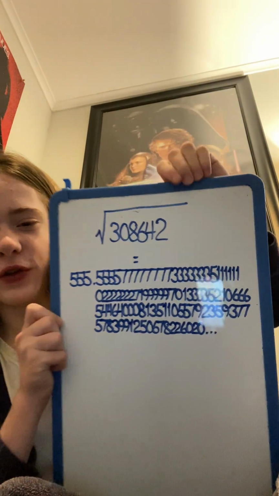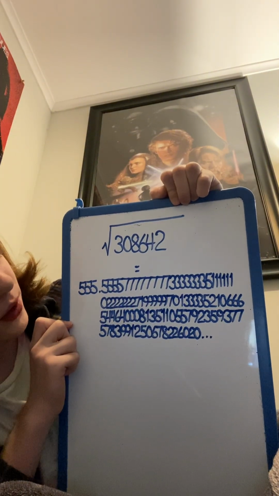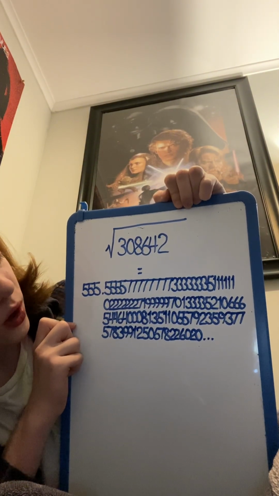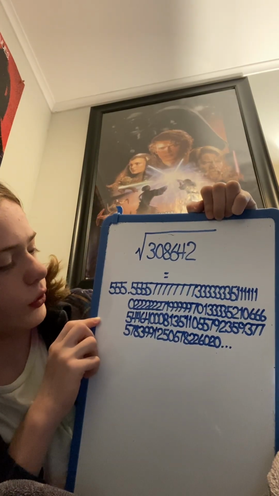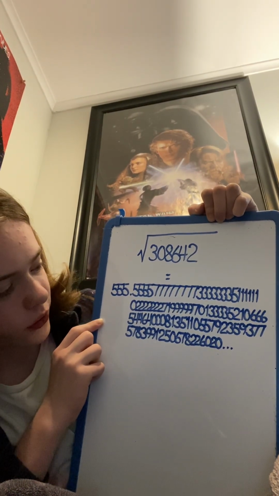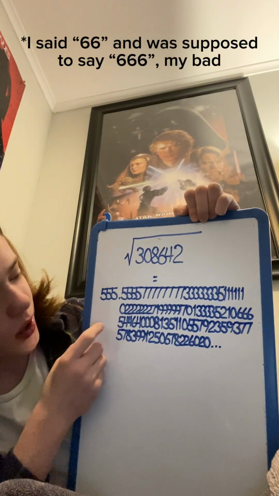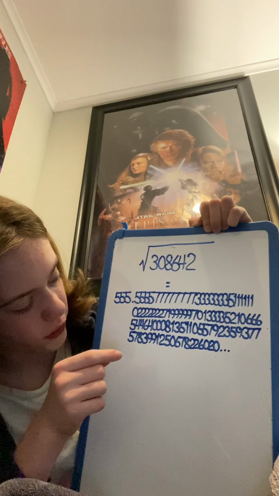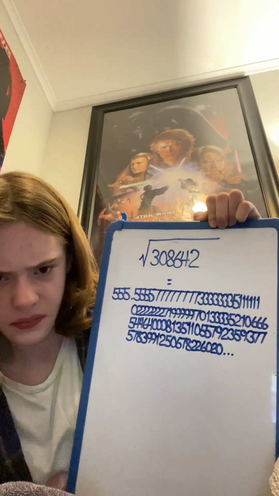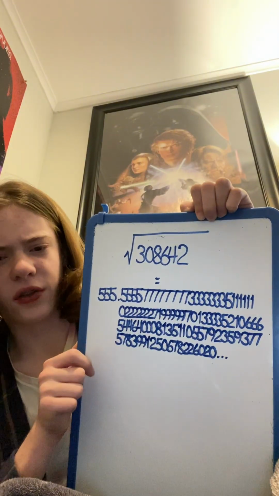It gives you 555.557777333333511111110222222222271999997013333354111111110008, and so on. These are the first 100 digits, not including the 555 right here, because that, of course, is a whole number. I'm telling you guys the decimal digits.